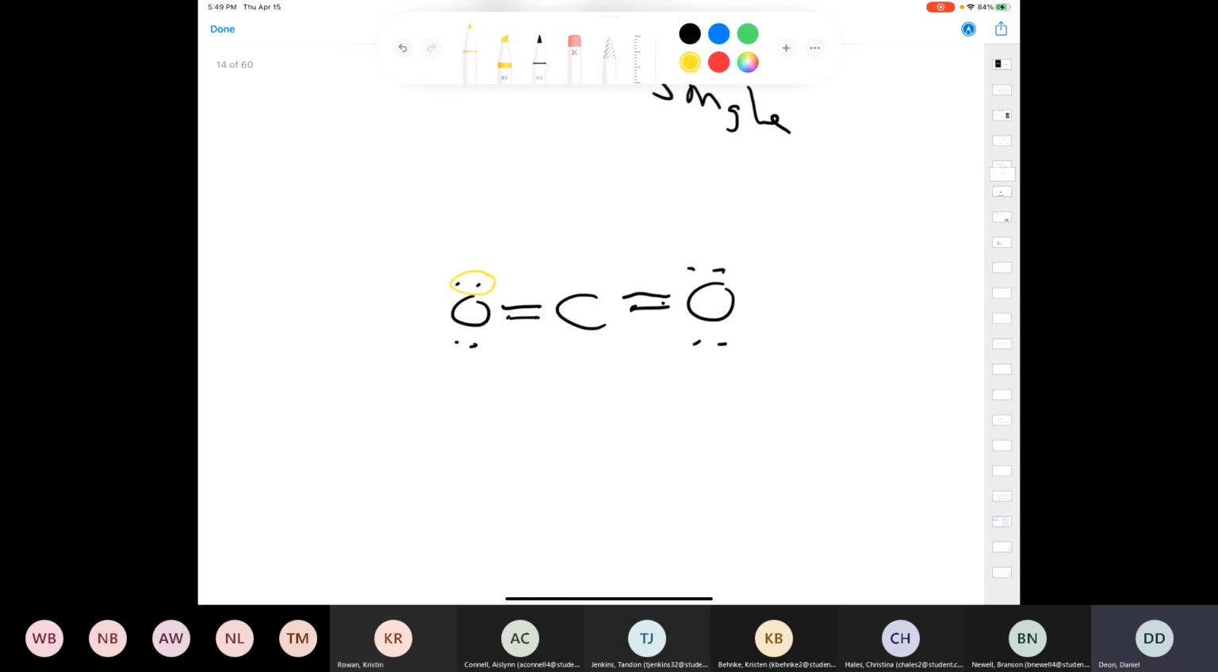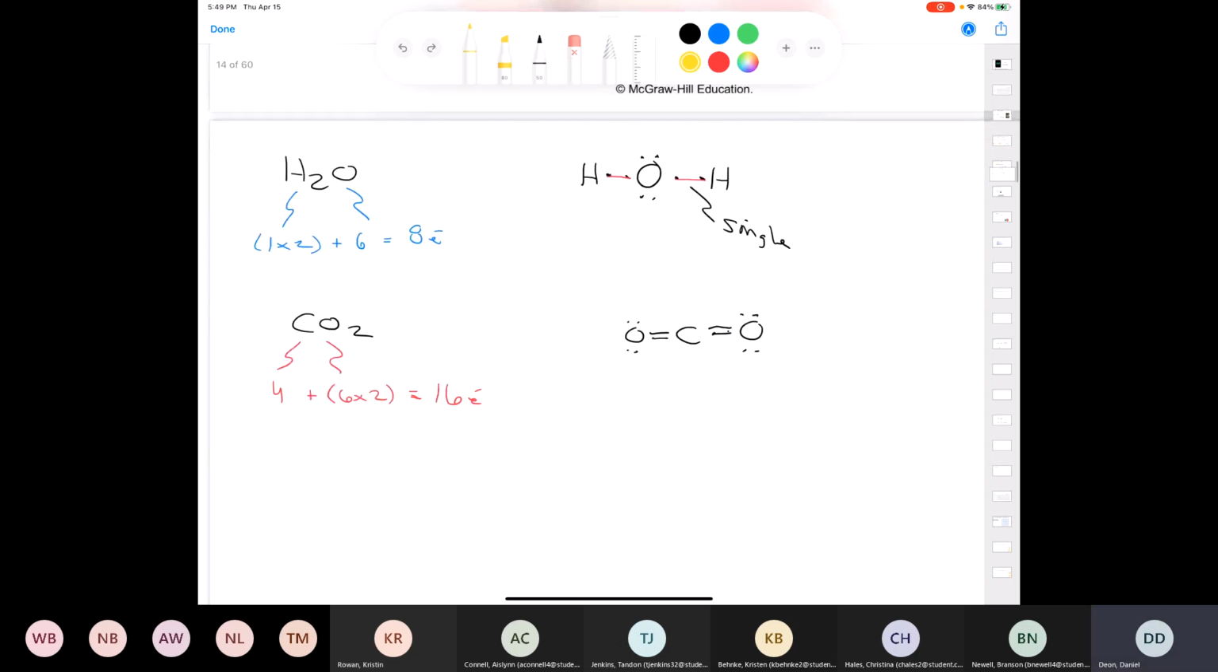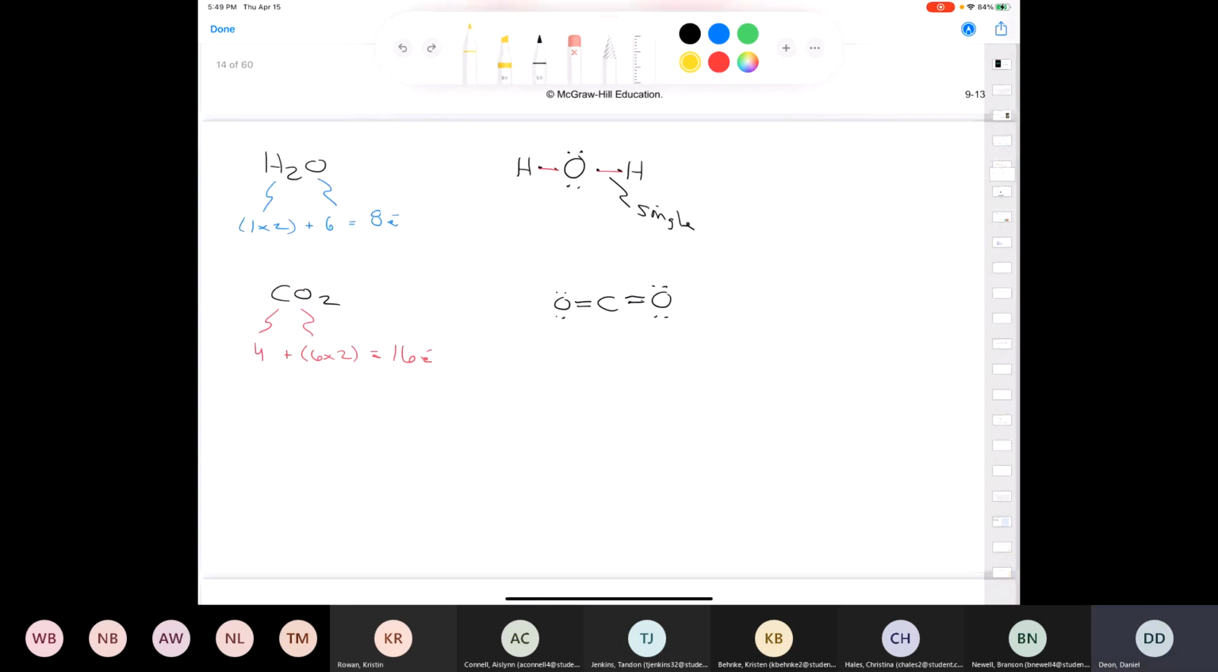Let's look at my oxygen. 1, 2, 3, 4, 5, 6, 7, 8. So both oxygens have an octet as well. And that is just an introduction to some strategy that you would employ to come up with a Lewis structure for a molecule.